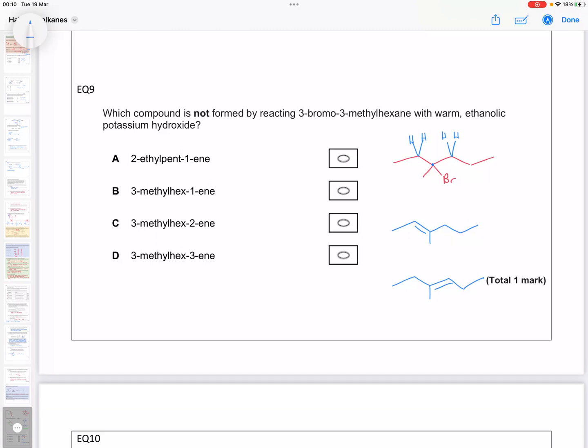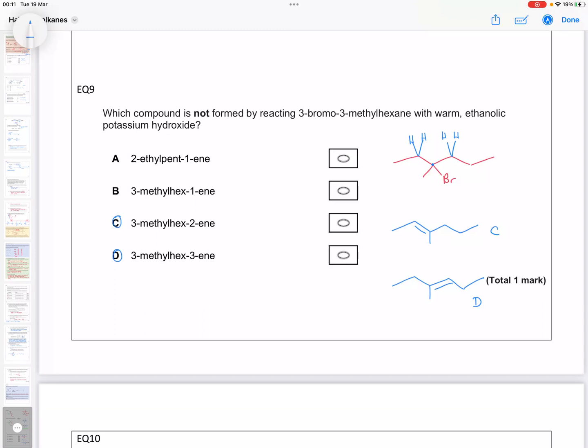So in terms of these two, let's see if we can find these amongst our compounds. We know these two versions are named. So we've got 3-methylhex-2-ene, so that one is C. Then 3-methylhex-3-ene is that one. So that's D. So we know that C is formed, and we know that D is formed.